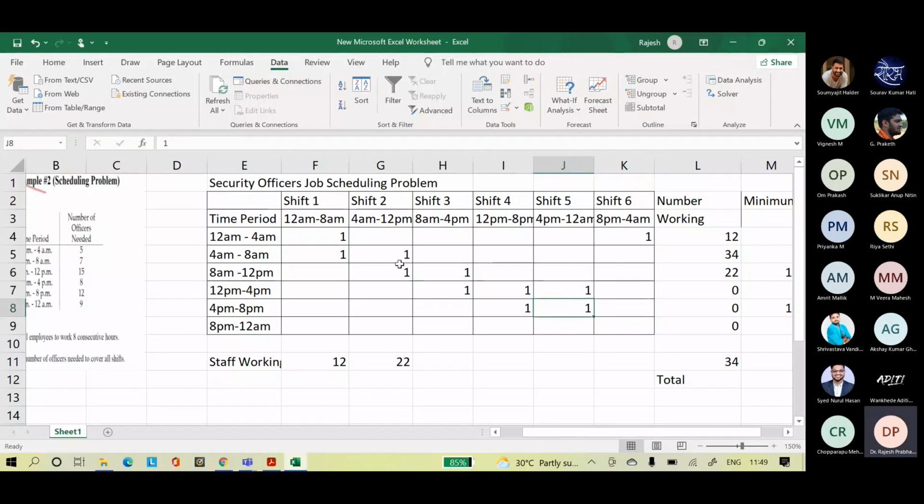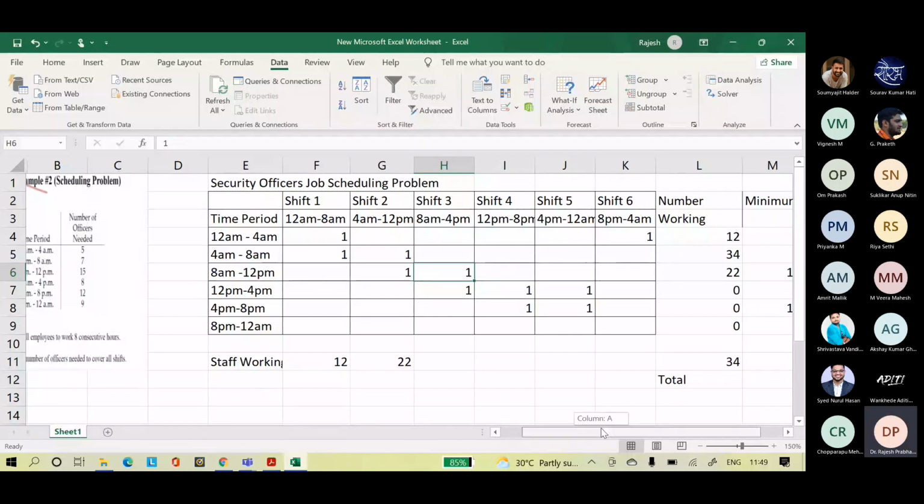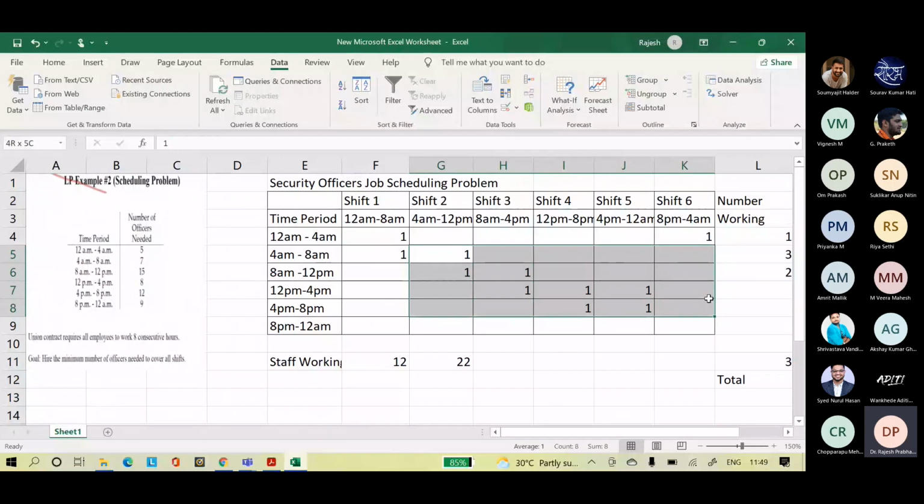Okay. So this is two time periods. 4 a.m. to 12 p.m., two time periods. 8 a.m. to 4 p.m., 8 a.m. to 12 p.m. Right? Yes, sir. Oh no. That means I am making a mistake in these ones only, right? 1 second. Let me do it again.